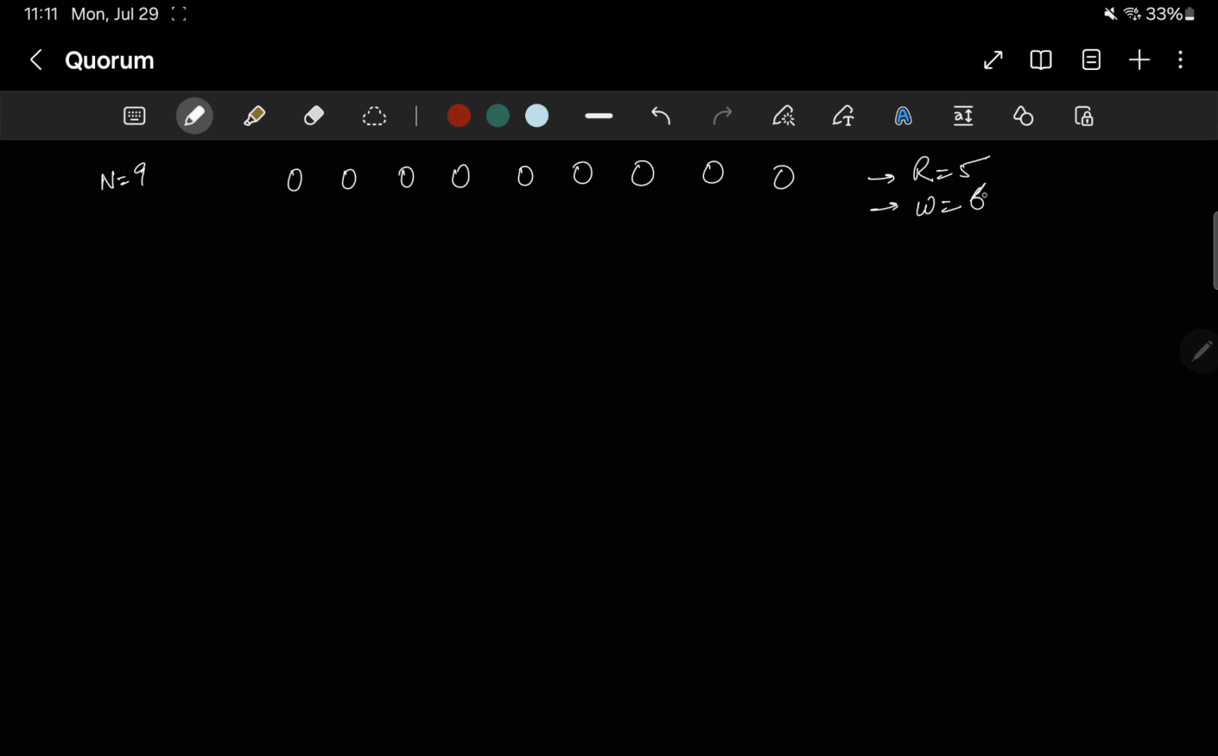So if write quorum is 6 and read quorum is 5, what do you think is wrong here? We need 6 nodes to agree before writing anything, and we need 5 nodes to agree before reading anything. It's very strict, right? Even if we have less than 5, let's say we have 4 reads, or we have 5 writes, the read and write will not be considered valid, right? So this is an issue with quorum.